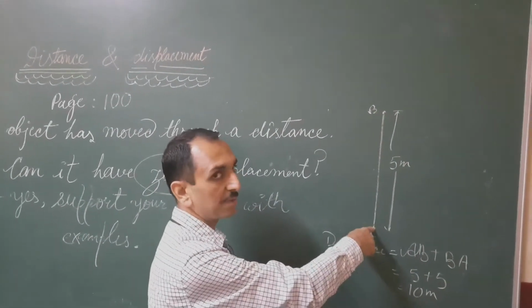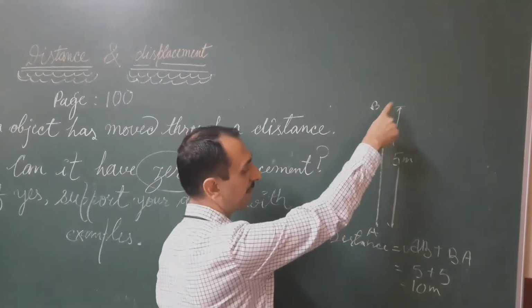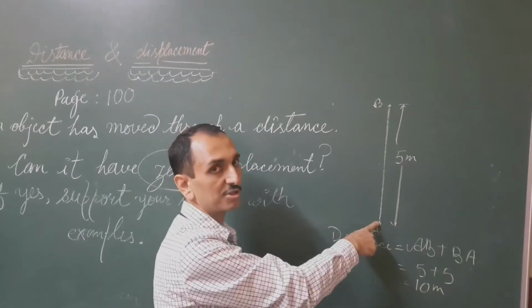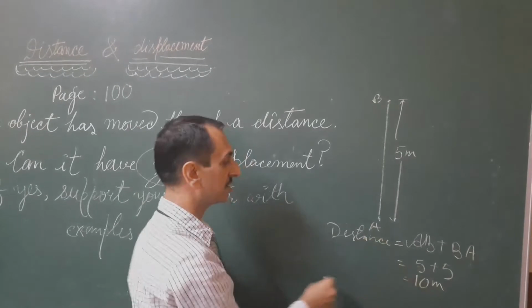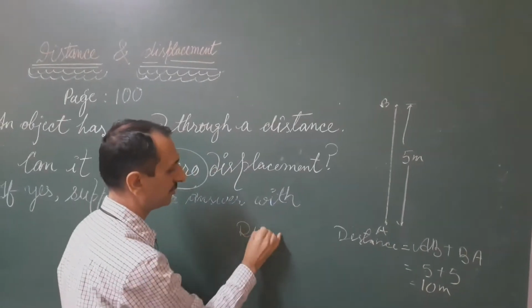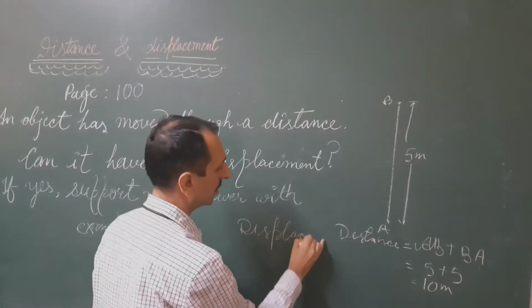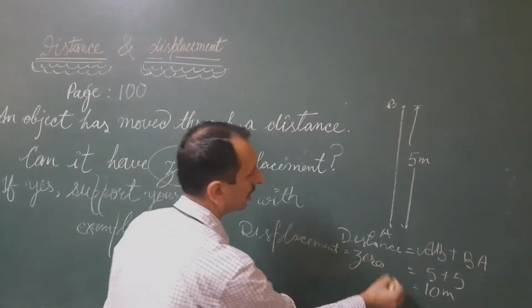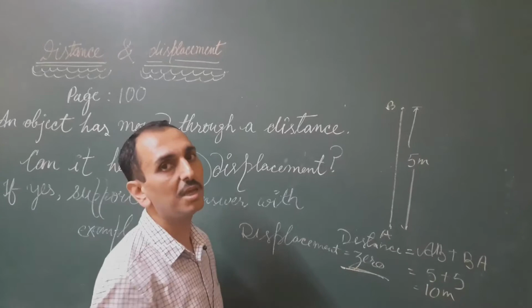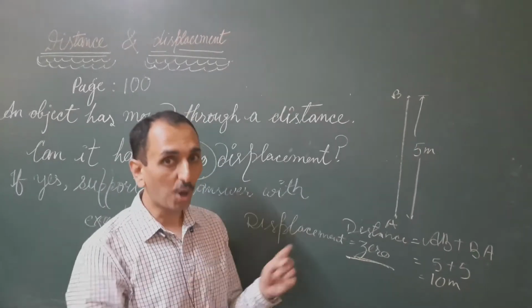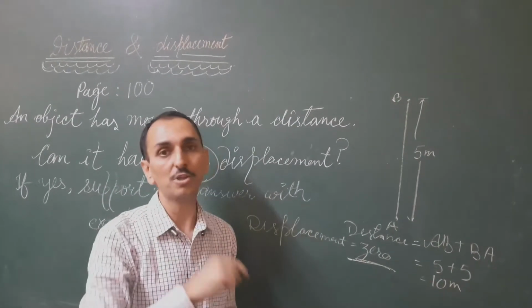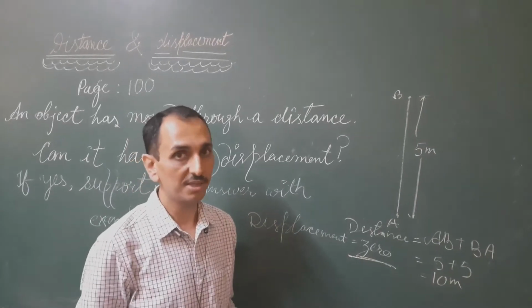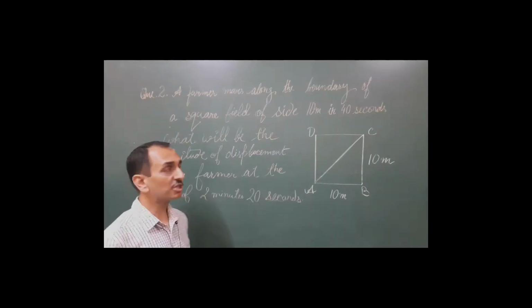the object has started from A, attained maximum height B, come back to A, so the initial and final positions coincide. That's why displacement in this case will be zero. Example: if I start from my home, come to the office, and again go back to the home, displacement will be zero. Question number 2.